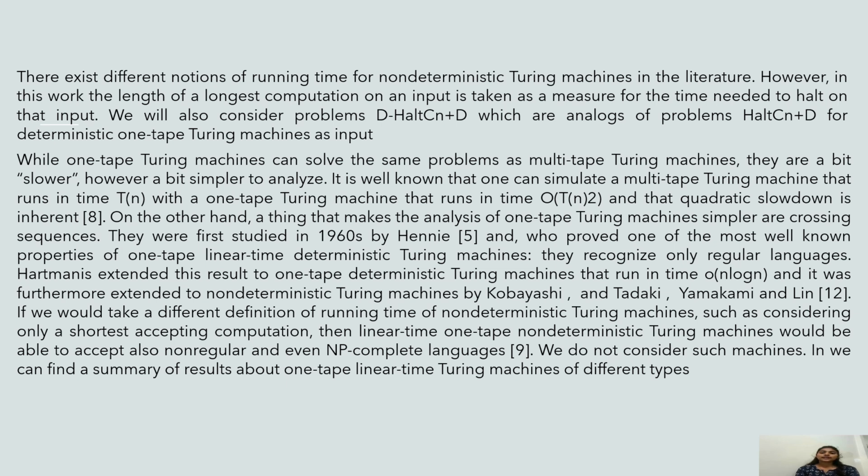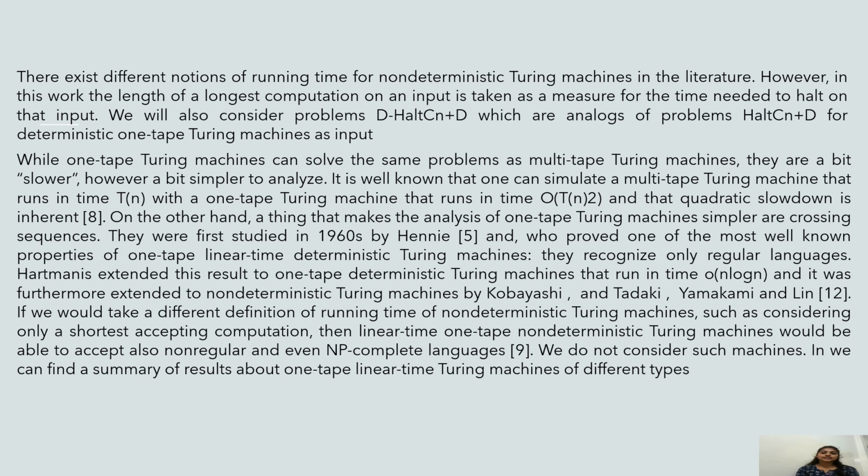It is well known that one can simulate a multi-tape Turing machine that runs in time t of n with a one-tape Turing machine that runs in time O of t of n squared, and that quadratic slowdown is inherent. On the other hand, a thing that makes the analysis of one-tape Turing machines simpler is crossing sequences. They were first studied in the 1960s by Hennie, who proved one of the most well-known properties of one-tape linear-time deterministic Turing machines: they recognize only regular languages.